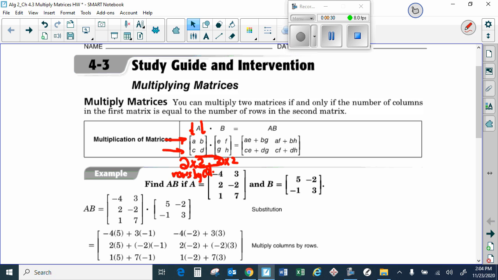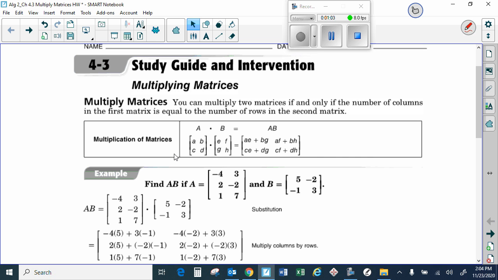If the two inner numbers are the same, you can multiply them. So you have to first check that. The final matrix size will be the two outer numbers. So the final matrix size of this will be a 2 by 2. Those do not have to be the same. They can be different. In order to multiply matrices, the two inner numbers must be the same. Remember, it goes rows by columns every time. So that's how you determine whether you can even multiply matrices first.